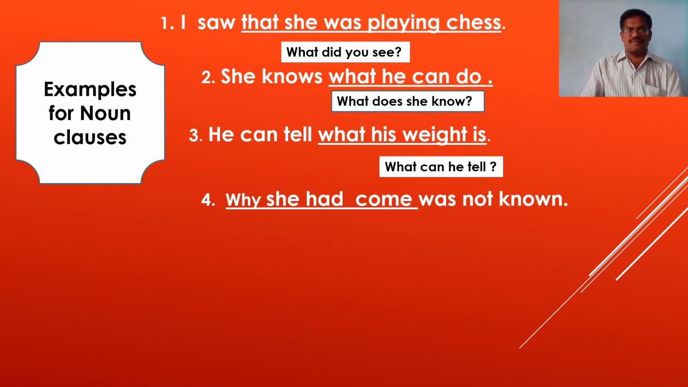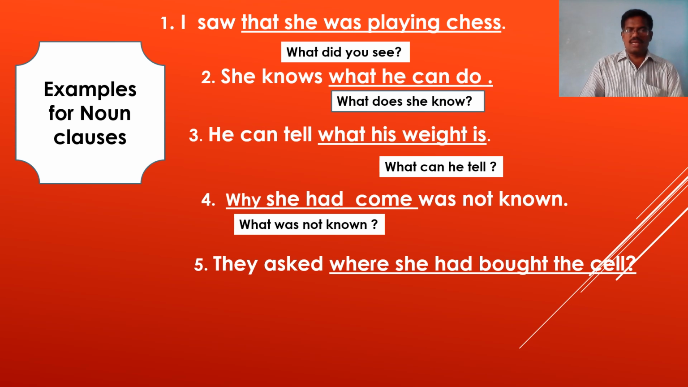In the example number 4, the underlined part will answer the question word what. So it is a noun clause. So whenever you put the question what was not known, the answer will be why she had come. So the underlined part will be the noun clause because it answers the question word what.